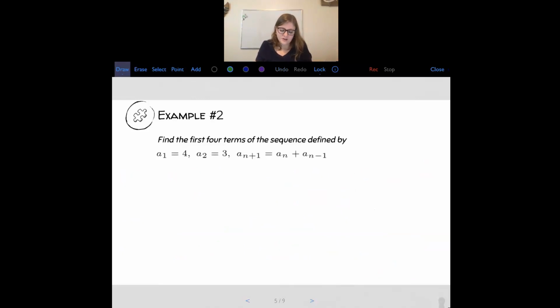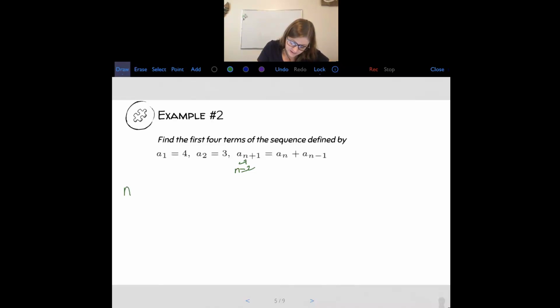Next, find the first 4 terms of the sequence defined by, we have a sub 1 is equal to 4, a sub 2 is equal to 3, and the formula for the general term is a sub n plus 1 is equal to a sub n plus a sub n minus 1. So lots of a sub n's. So we're given a1 and we're given a2. Next, we need to find a3. In order to do that, we're going to use n is equal to 2 because 2 plus 1 is going to give us a sub 3.